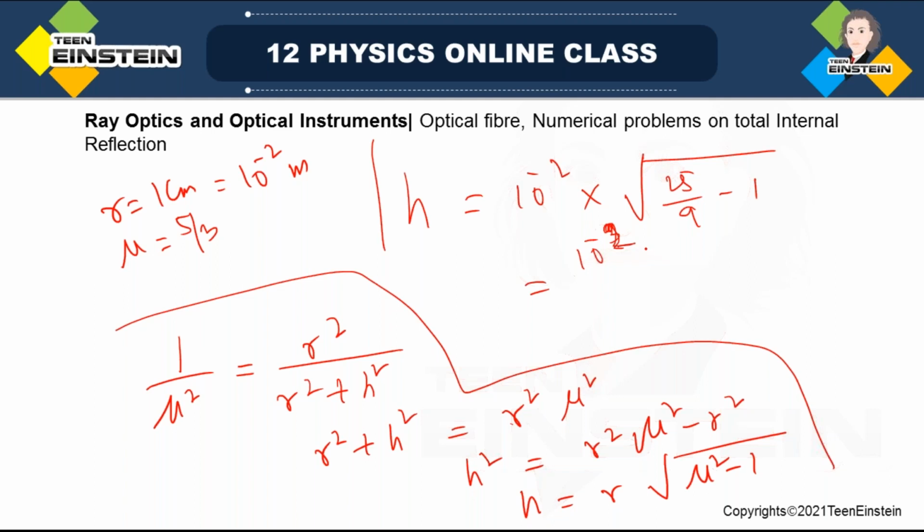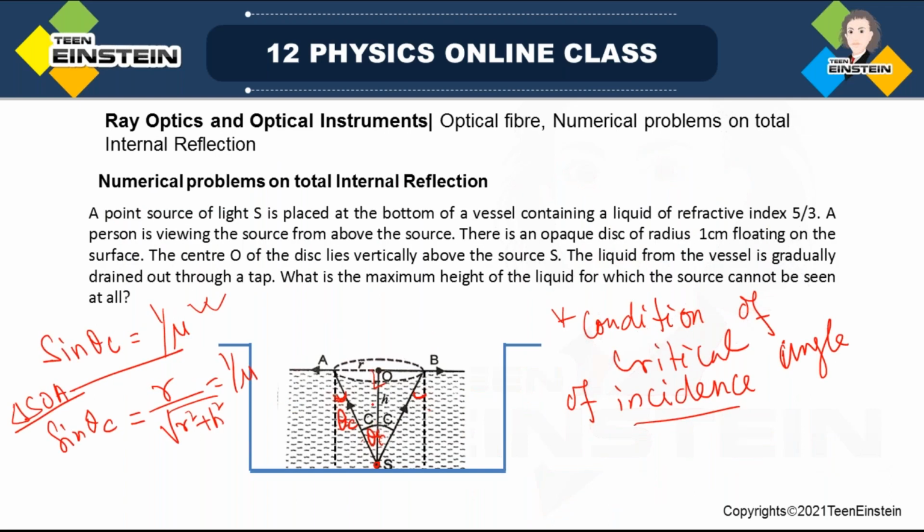Let us see how it goes. This will be 16 by 9 under the root, so it will be actually 4 by 3. It is actually in meters now, so I'll keep it in centimeters, so it will be almost 1.33 centimeters. So this is the height. Till that height, the person cannot see the source of light or any light from the source.